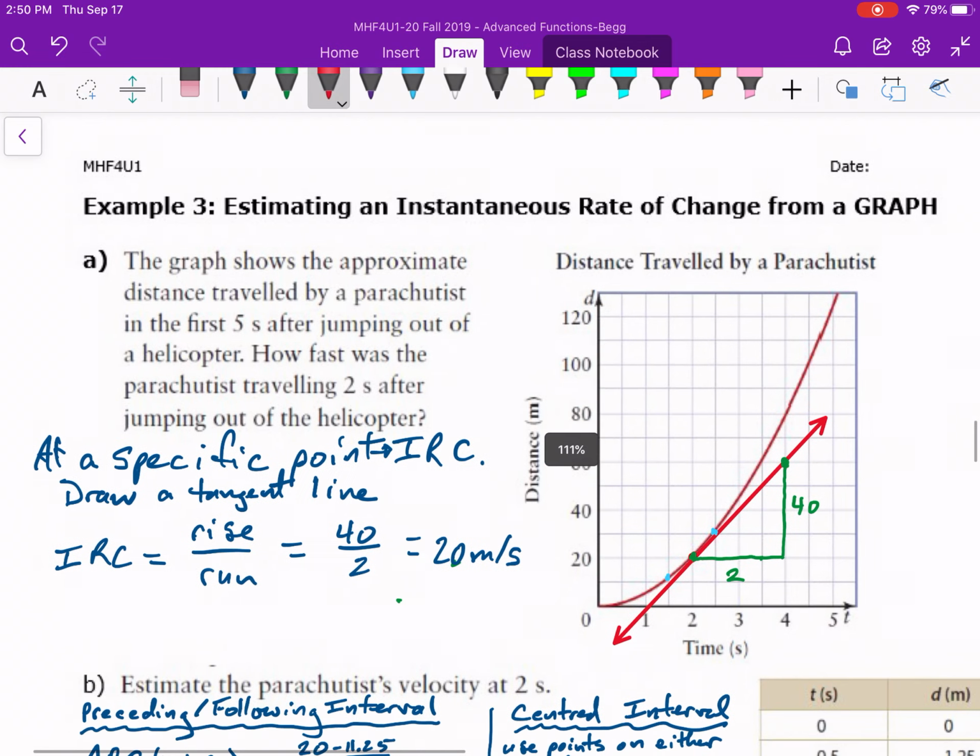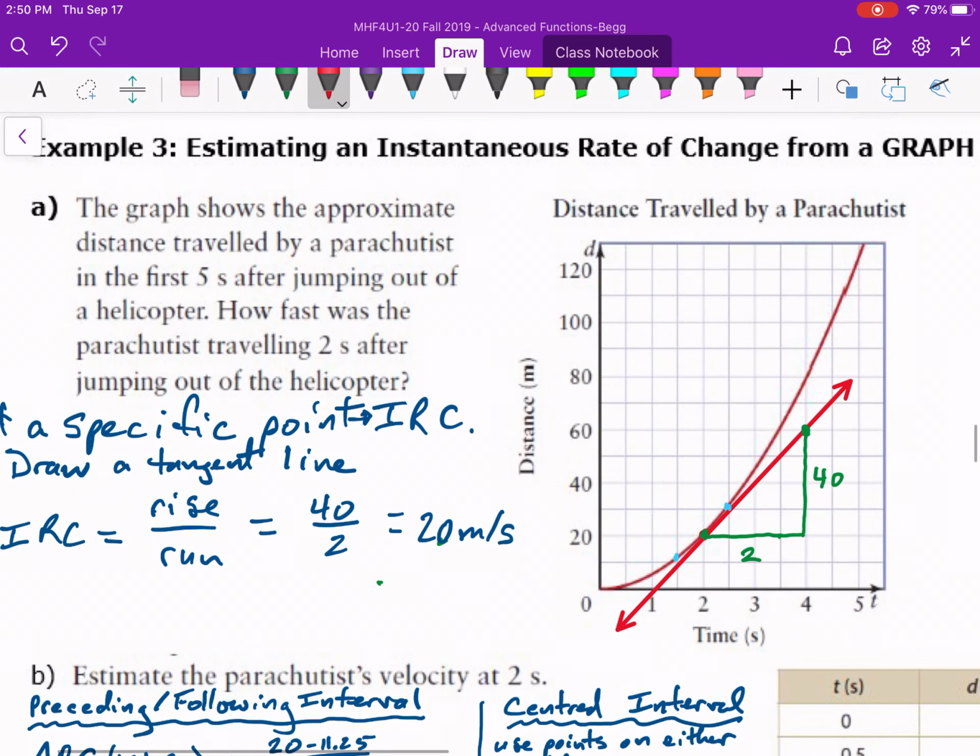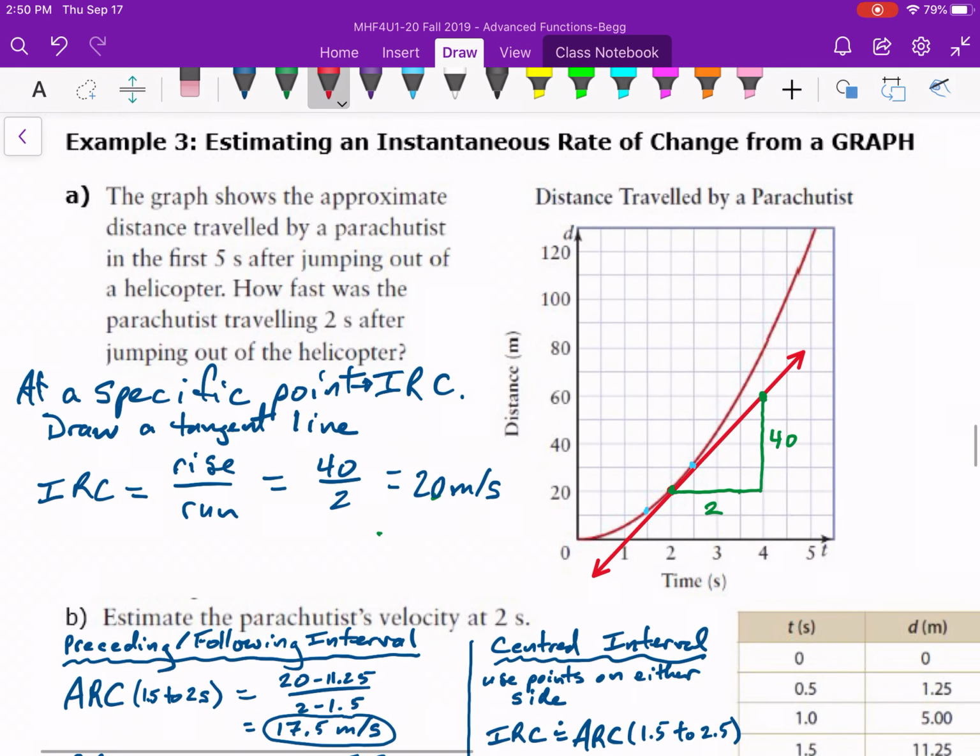Now, instantaneous rate of change. As stated before, we can do that by considering a tangent line. So the example we have here is a graph showing an approximate distance traveled by a parachutist in the first 5 seconds after jumping out of a helicopter. How fast was the parachutist traveling 2 seconds after jumping out of the helicopter?